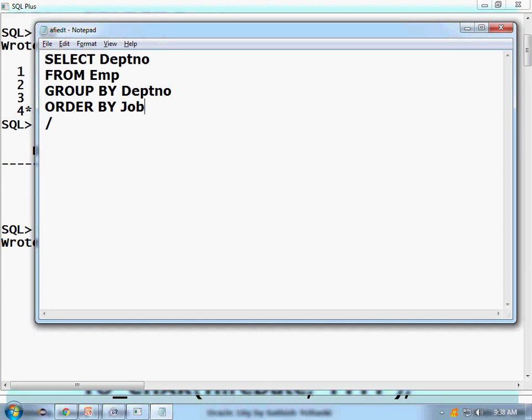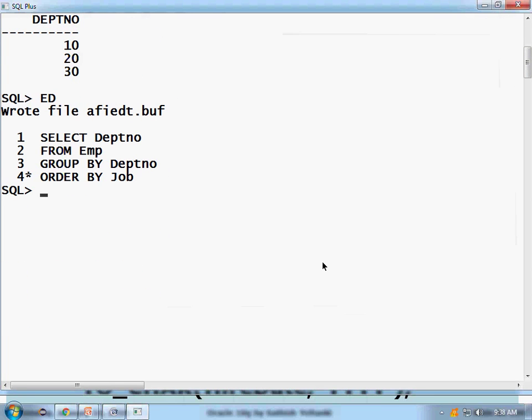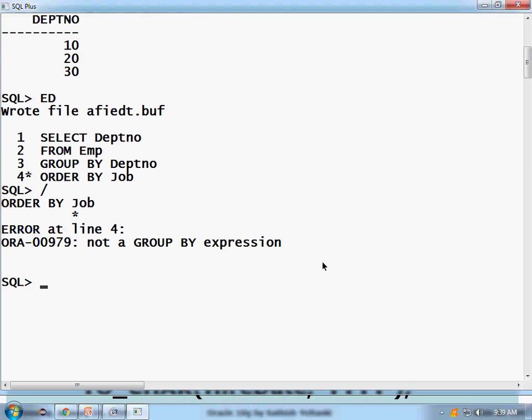Now I am saying order by job. Which column am I projecting? Department number. Which column am I grouping? Department number. Which column am I ordering on? The job column. Is job part of the table or not? Part of the table. Is job part of the projection? No. Now as per the rule of the order by clause, what does my query do? It executes, giving me the output by what? Department numbers arranged by job.